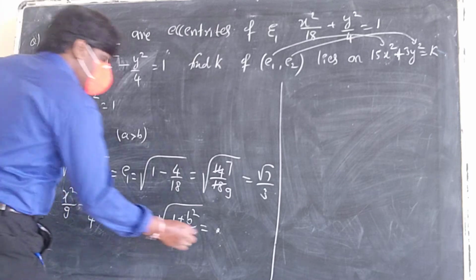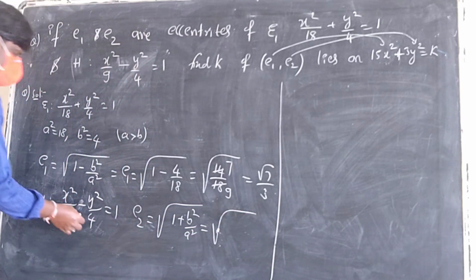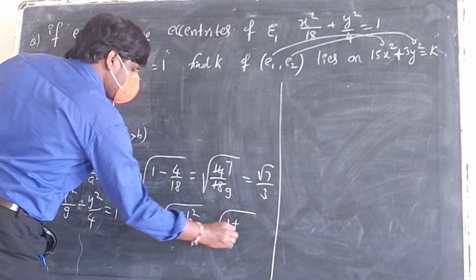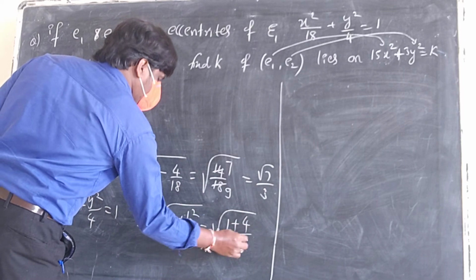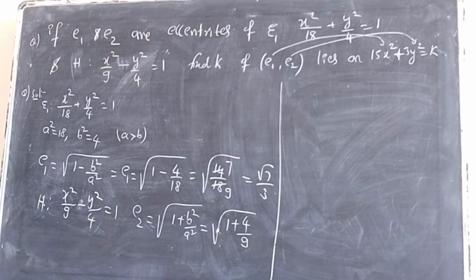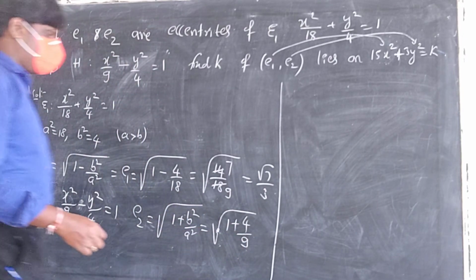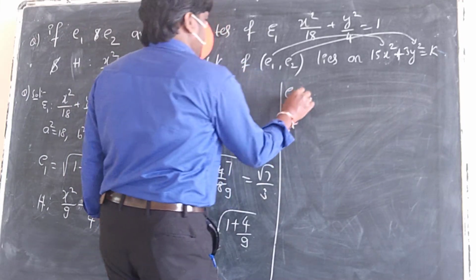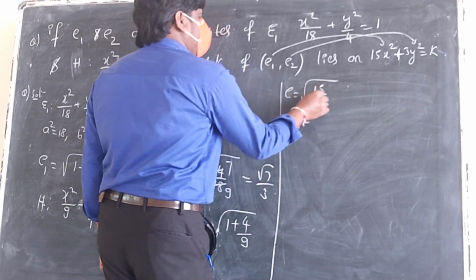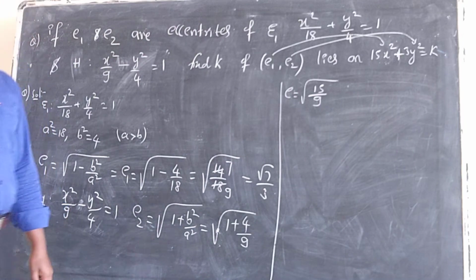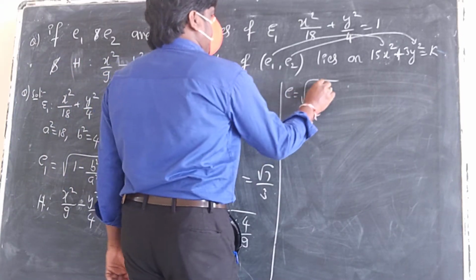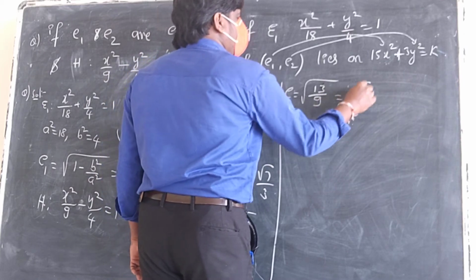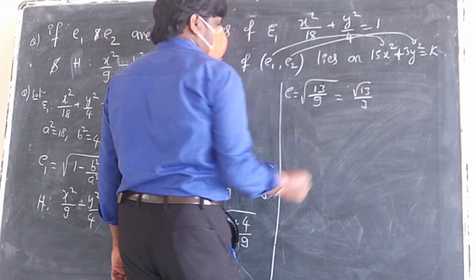Okay. So under root of, I will get 1 plus b square will be 4. B square will be 4, and a square will be 9. So how much do I get here? e is equal to under root of 13 by 9. Right? 13 by 9. So this value I am going to get root 13 by 3.